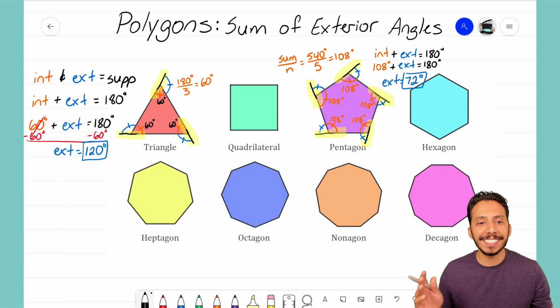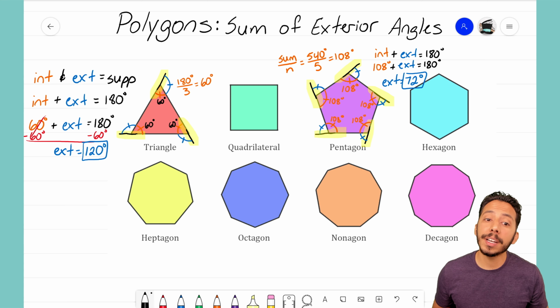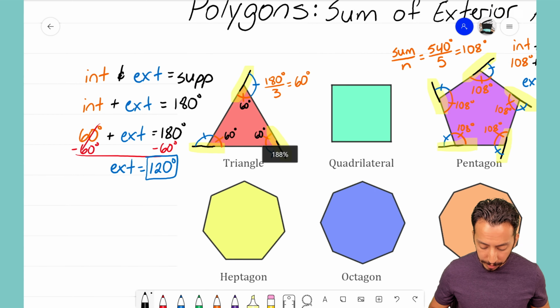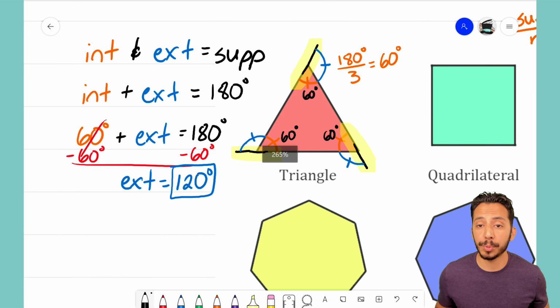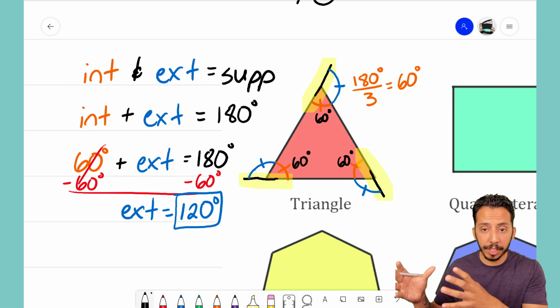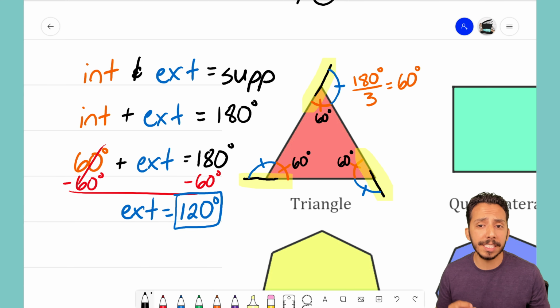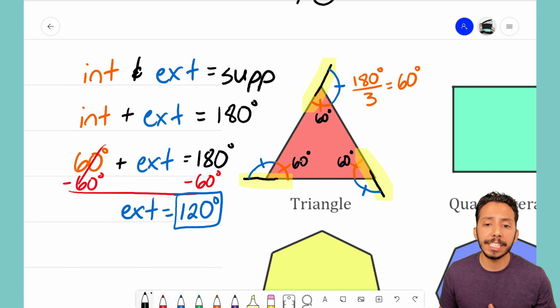So let's jump right into that example that we were just looking at. But this time, instead of looking at how to find the exterior angle, I want to talk about the sum of the exterior angles. So I want to revisit the first example we looked at in the previous video, the equilateral triangle, the regular three-sided polygon. Remember that we determined the interior angles were all 60 degrees because the sum was 180 degrees, and 180 divided by 3 is 60.